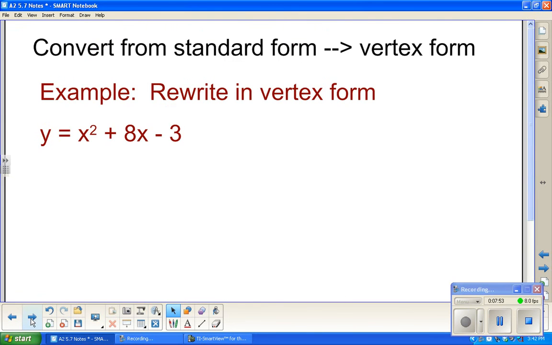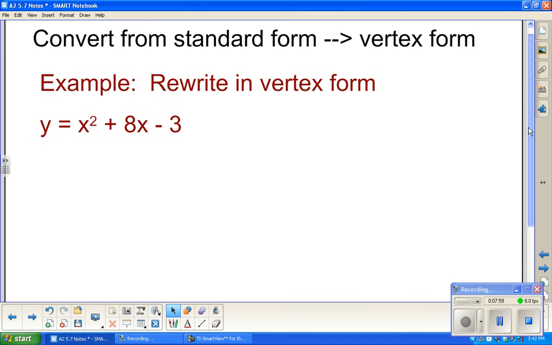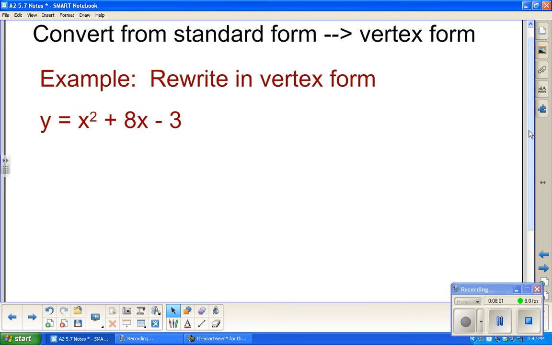Now it's a little bit trickier, or it can be, to change into vertex form. If they give us something in standard form like we're used to, and we want to rewrite it in the other form, let's say we want to know what the vertex is without having a graph or having to do the negative b over 2a and plug in and everything, what we can do is actually complete the square.